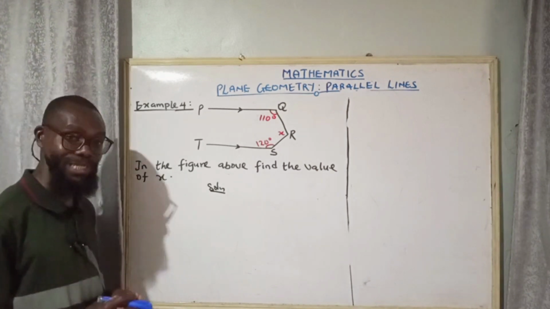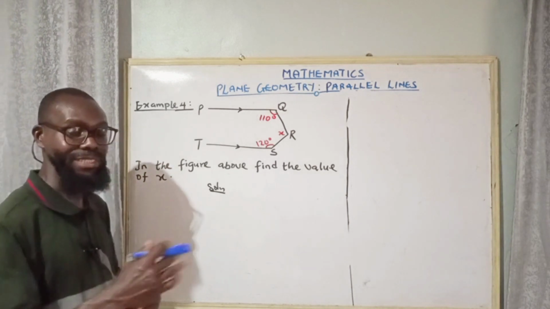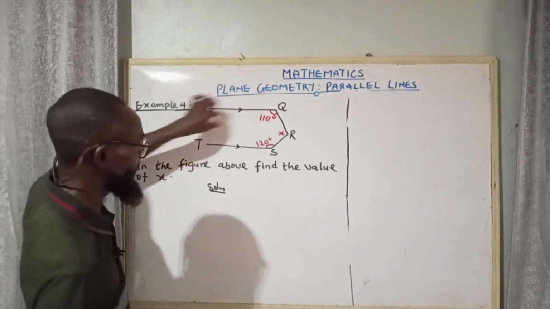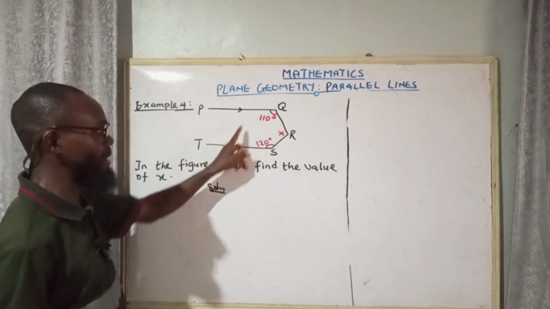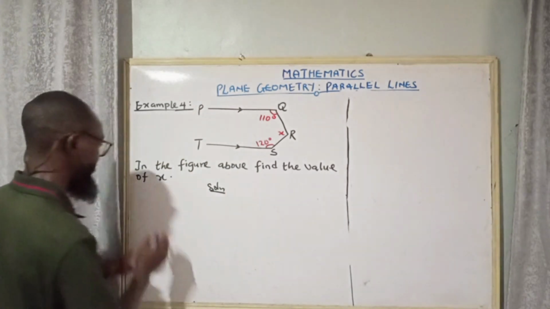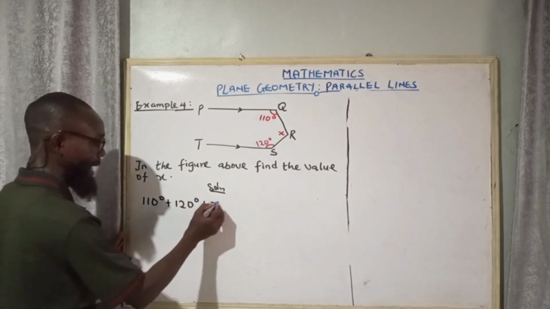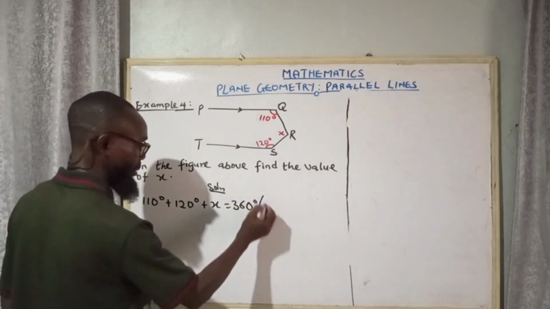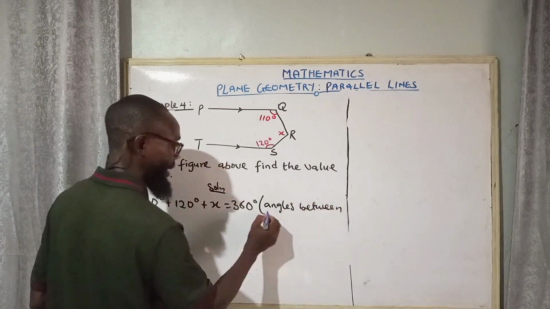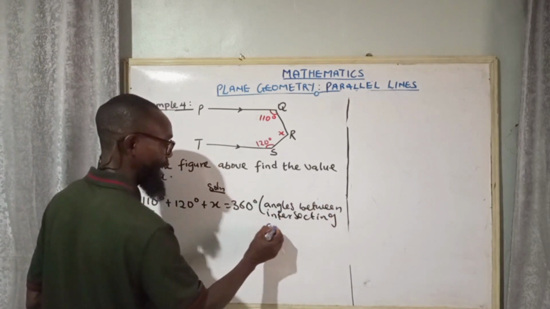The last method we considered, number 4, angles between two intersecting lines and parallel lines. When we look at these parallel lines, we have 3 angles here. And the sum of the angles, when they are more than 2, becomes 360 degrees. That is 110 degrees plus 120 degrees plus x is equal to 360 degrees. Reason: angles between intersecting lines and parallel lines.